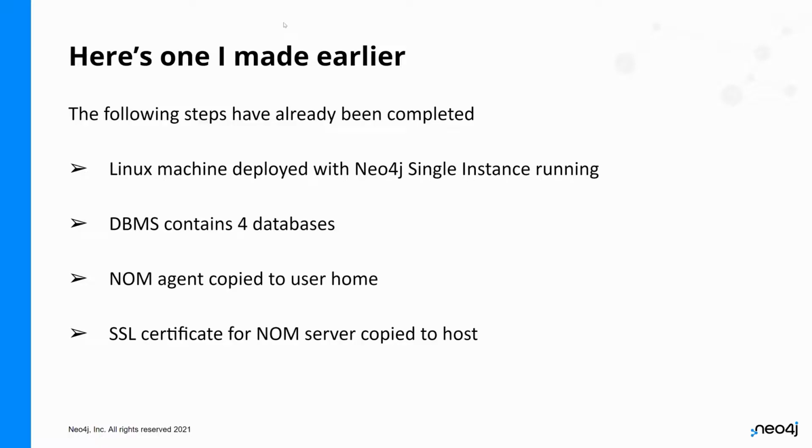As well as our working Neo4j Ops Manager server, we have set up a new Linux machine. On this, we have installed a single instance of Neo4j, and this is running with 4 databases: System, Neo4j, Movie and Northwind. To save time, we have copied the agent binary to the user's home directory and made it executable. We have also deployed the SSL certificate to the new DBMS machine.